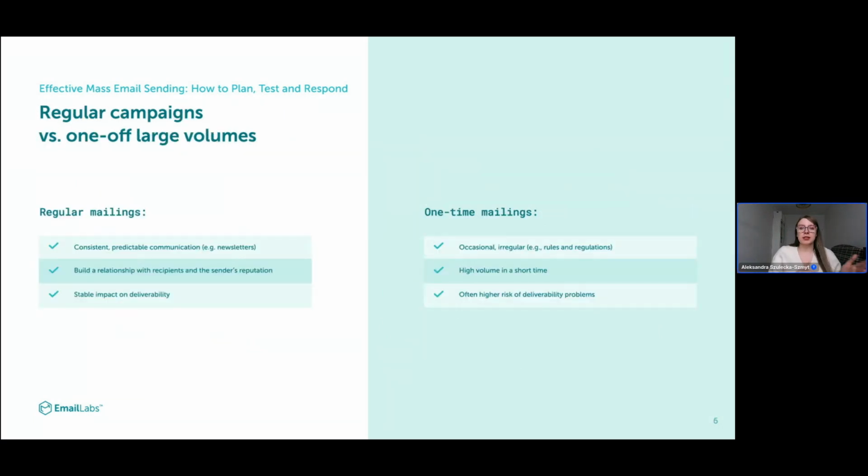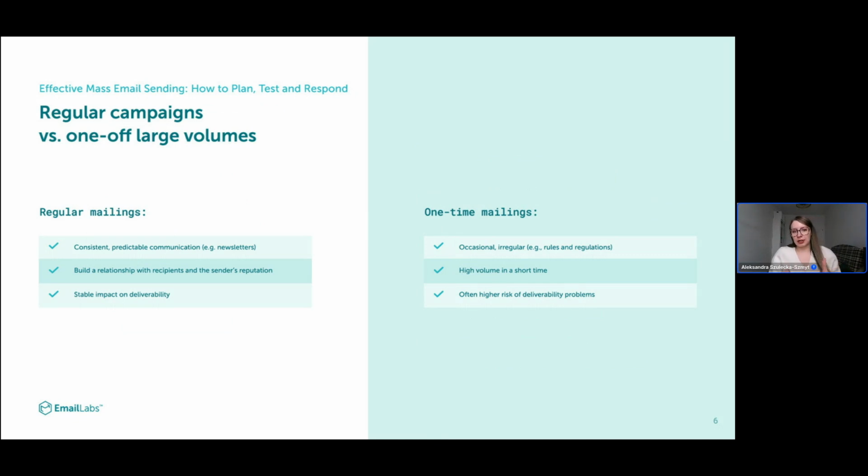What are the differences between all of those mass mailings? So we have regular mailings and one-time mailings, and regular mailings are maybe easier to execute because they are consistent, predictable. Your recipients can predict that they're going to receive them. They help you manage and build connection with your recipients and reputation with email providers. And they have a stable impact on deliverability of your mailings.